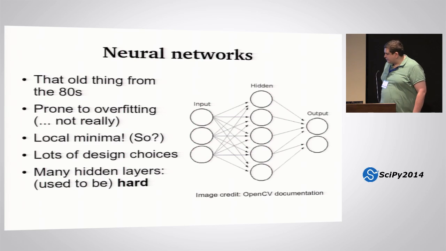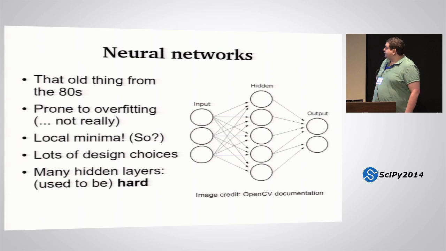So a blast from the past is something called neural networks. They were popular in the 1980s, but they have a bad rap, or at least they did for a long time. They were supposedly prone to overfitting. Not really. You just stop early on a validation set. That's been known for years.